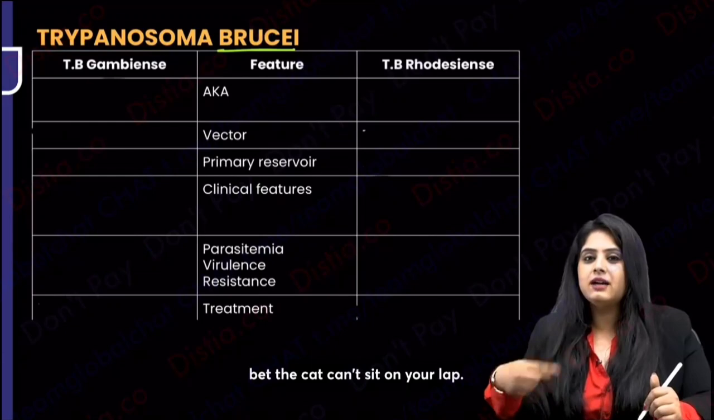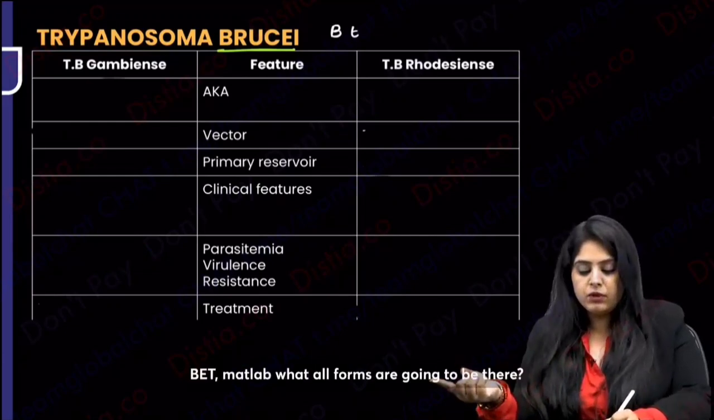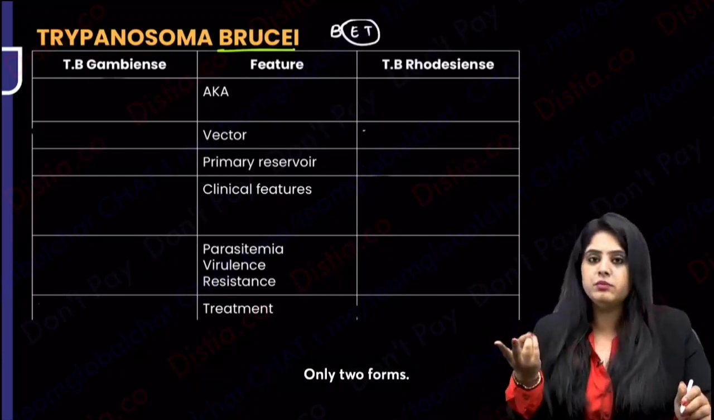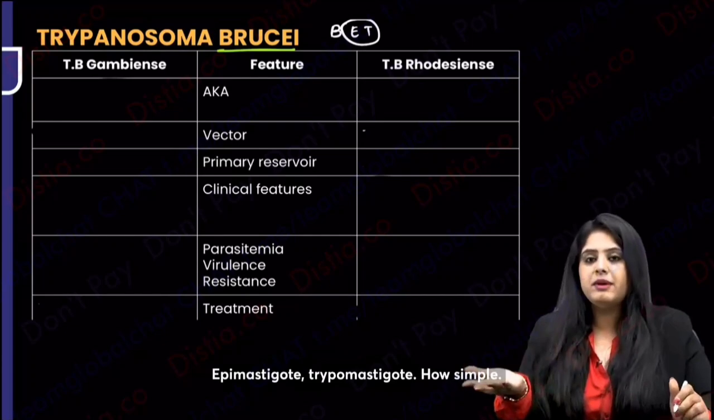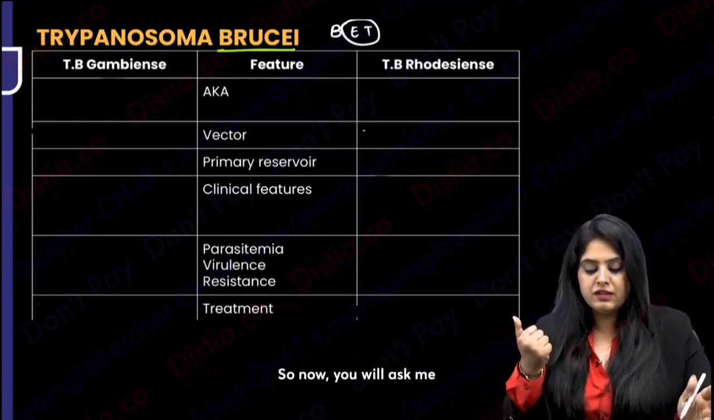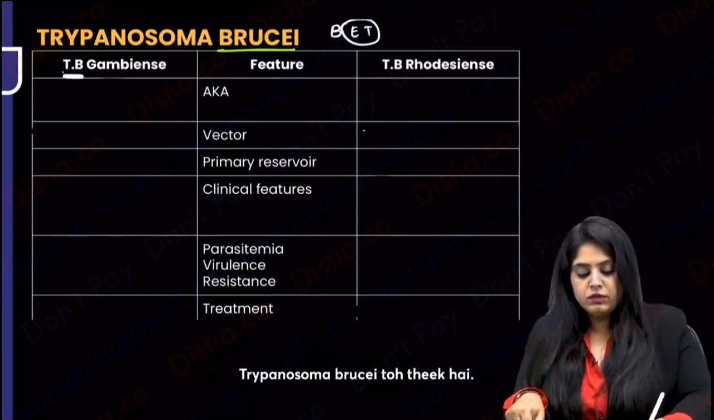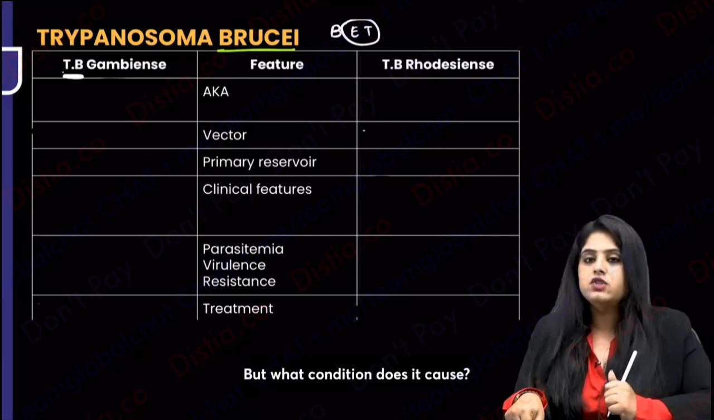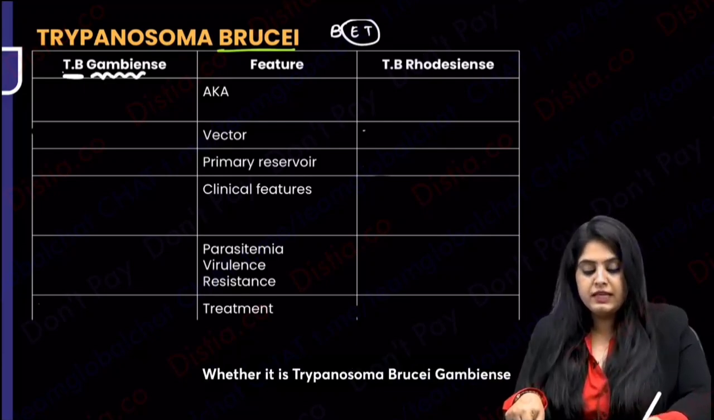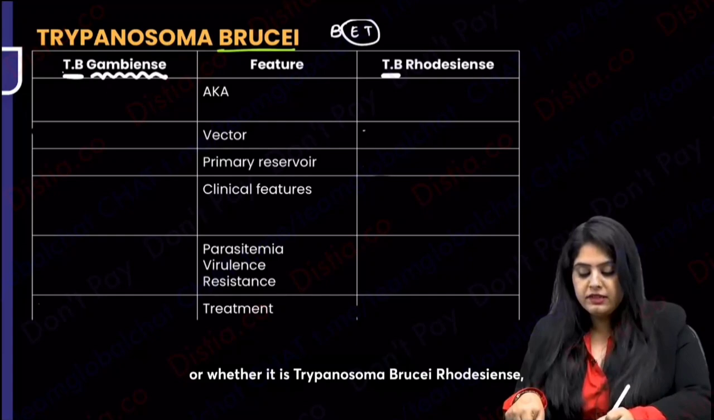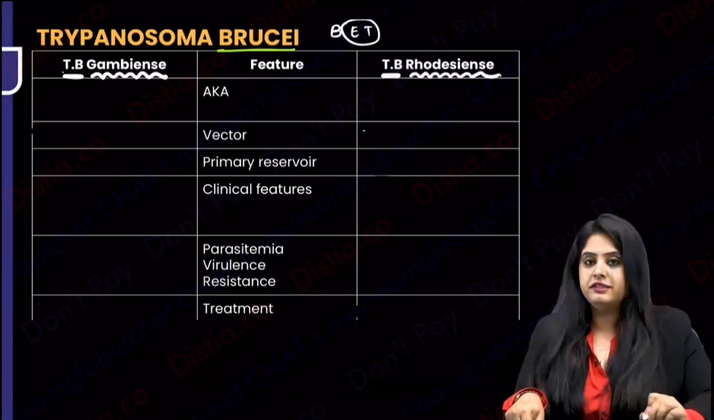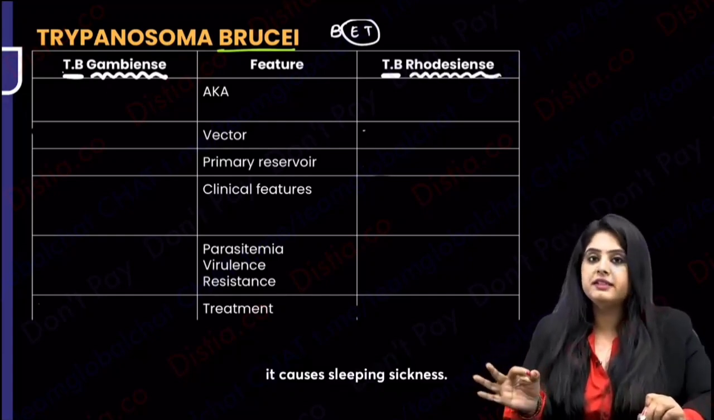Bet the cat can't sit on your lap. Bet. Matlab what all forms are going to be there? Only 2 forms. Epimastigote, trypomastigote. How simple. So now you will ask me, Trypanosoma brucei to theek hai, but what condition does it cause? Whether it is Trypanosoma brucei gambiense or whether it is Trypanosoma brucei rhodesiense, it causes sleeping sickness.